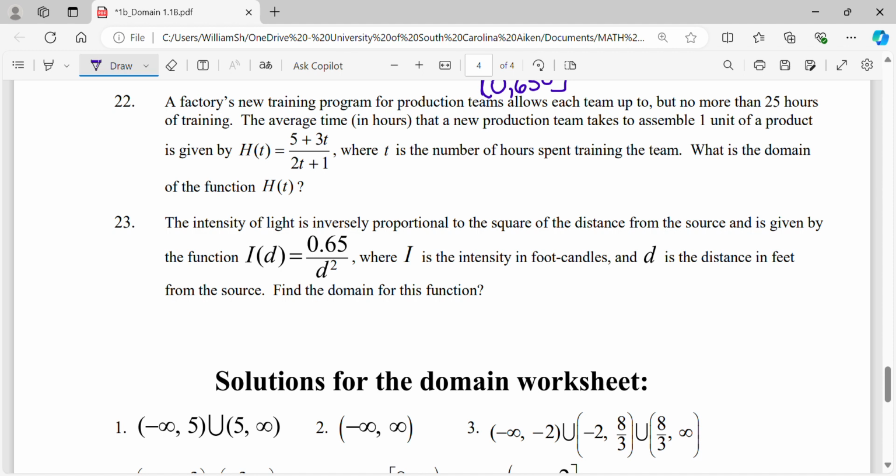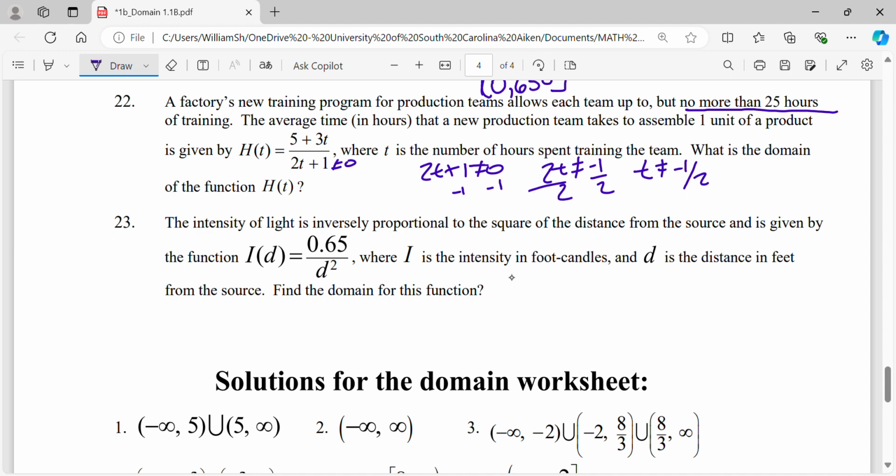Alright, we know that. No more than 25 hours is already stated here, so we don't have to worry about going over that number. We do have to worry about this division by 0 that's possible. So we need to set 2T plus 1 not equal to 0 and solve it. I'm going to subtract 1, so 2T is not equal to negative 1. Then I'm going to divide by 2, so T cannot be equal to negative 1/2.